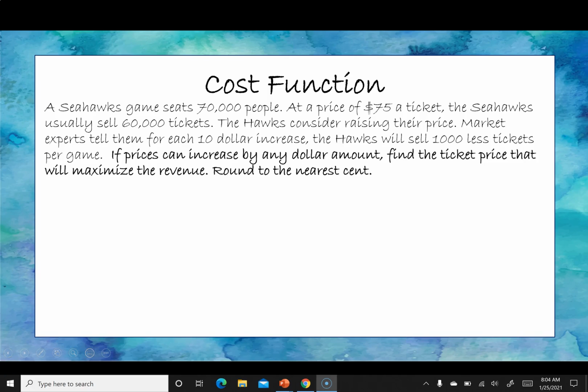The last topic in our unit is going to be an application of a function. And remember, this unit is all about functions. So here's the cost function and a problem to go with it.